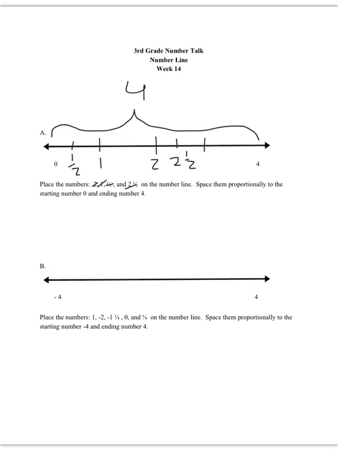Let's look at the next one. So the next one tells us that our starting number is a debt of 4. Our finished number is 4. So again, I say to myself, well, if I go from a debt of 4 to 4, what's the difference? Well, the difference is 8. So the middle, right, of that would be 0. Oh, I had to find 0.